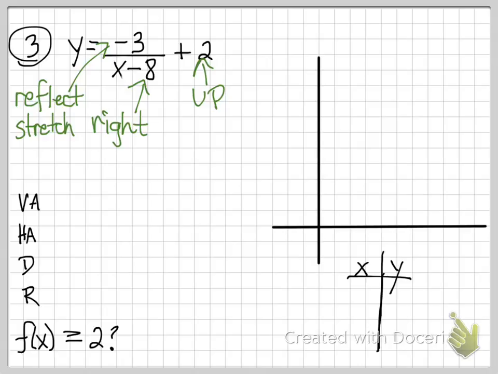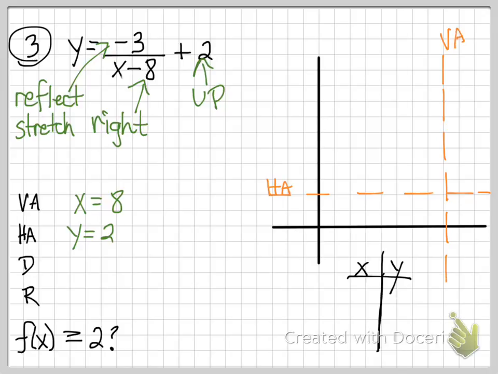Now let's look at our vertical asymptote. Remember, it's whatever makes the denominator 0. So this would be at x equals 8. The horizontal asymptote is the same as our vertical shift. So that's at y equals 2. Let's put both of those on the graph. Y equals 2. There's our horizontal asymptote. And x equals 8. There's our vertical asymptote.